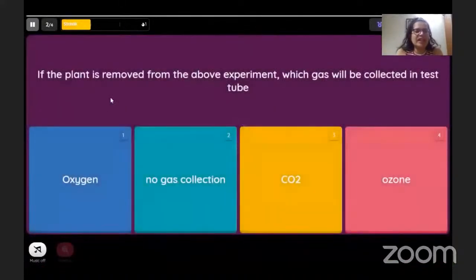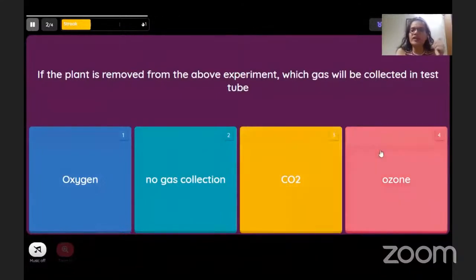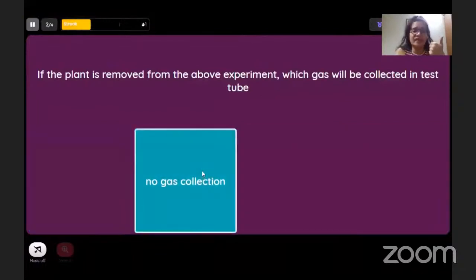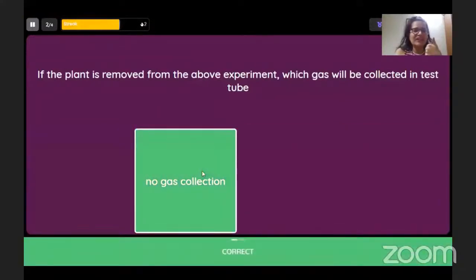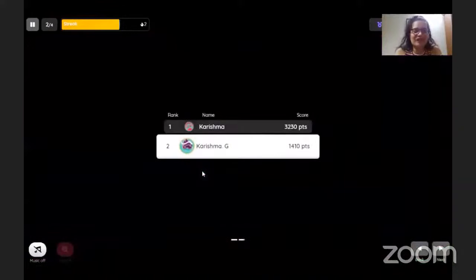Next, if the plant is removed from the above experiment, which gas will be collected in the test tube? If the plant is removed, that means carbon dioxide is not being taken in, oxygen is not being given out. Which gas is left? No gas. So there is no oxygen involved in it. There is no CO2, that is carbon dioxide, involved in it, and ozone does not come into the picture. So there'll be no gas collection. Yes? Good job, everybody. Very good.